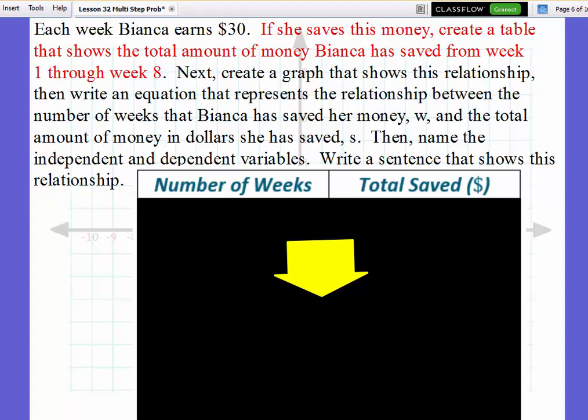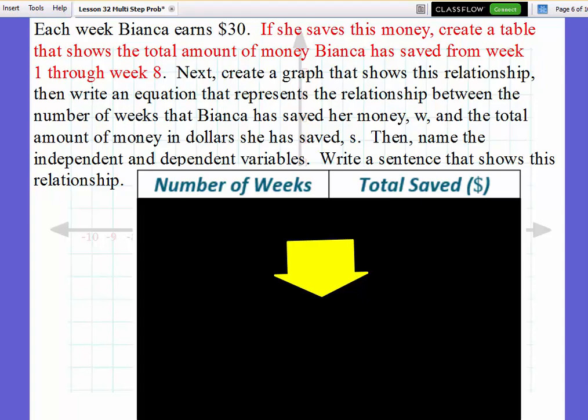Next, create a graph that shows this relationship. Then write an equation that represents the relationship between the number of weeks that Bianca has saved her money, W, and the total amount of money in dollars she has saved, S. Then, name the independent and dependent variables. Write a sentence that shows this relationship.